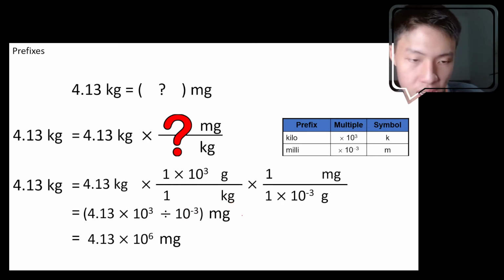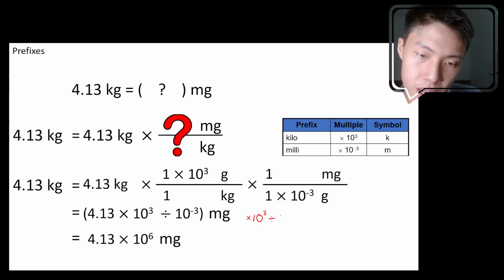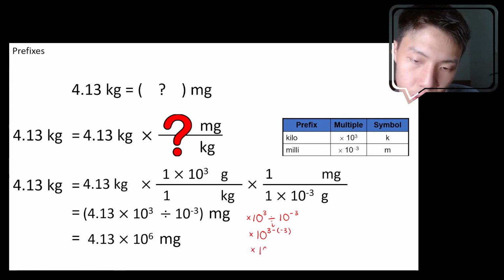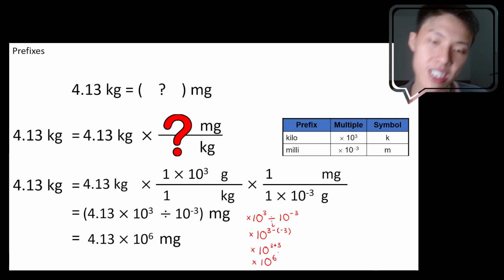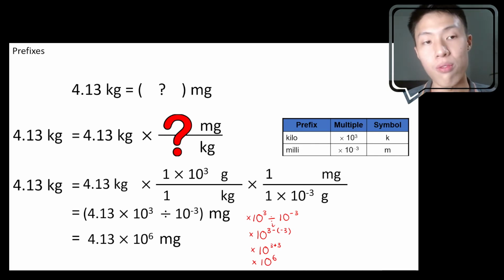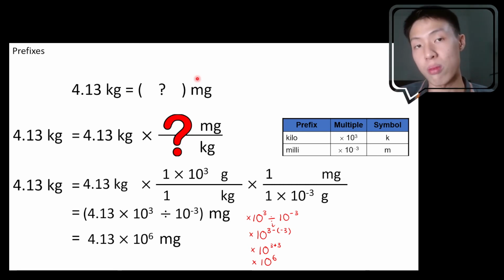Let me show again how you get times 10 to the power of 6: times 10 to the power of 3 divided by times 10 to the power of negative 3. This is equivalent to times 10 to the power of 3 minus, because this is divide, negative 3. So this will be times 10 to the power of 3 plus 3, which equals times 10 to the power of 6. Okay, so this is how we convert from kilogram to milligram. I hope you are clear how we convert from one prefix to another prefix, and we'll do some examples to get familiar with how we do that.